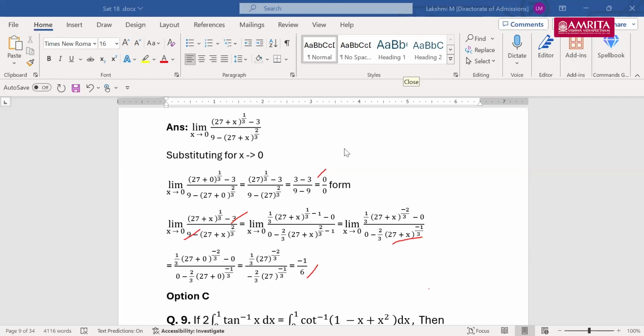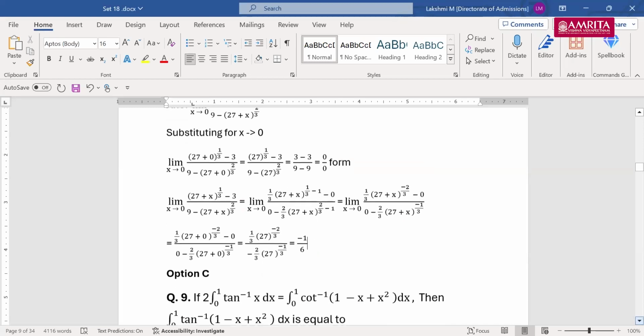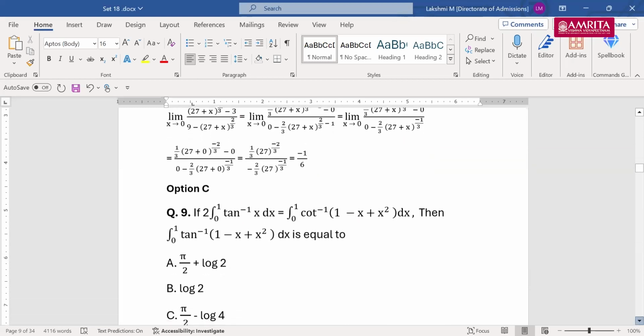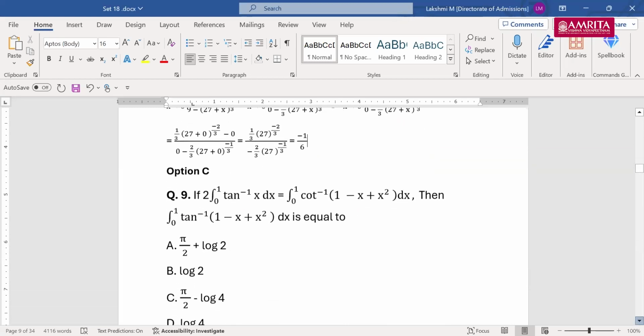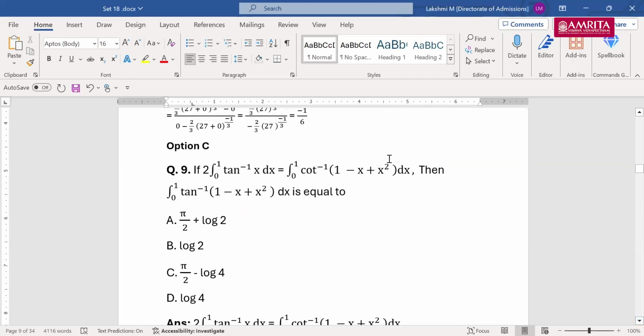Okay. Now, yes, we have one more question here. If 2 into integral of 0 to 1 tan inverse x dx is equal to integral of 0 to 1 cot inverse of (1 minus x plus x square) dx, then what is integral of 0 to 1 tan inverse of (1 minus x plus x square) dx?